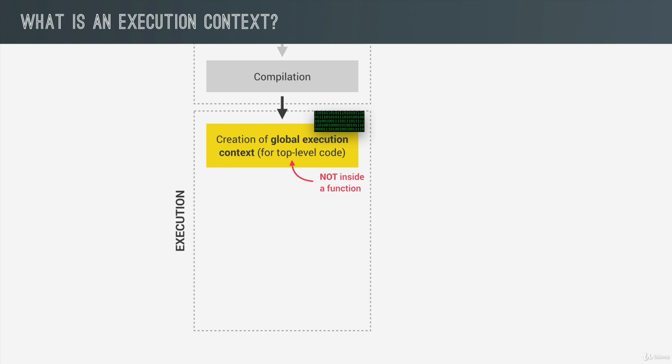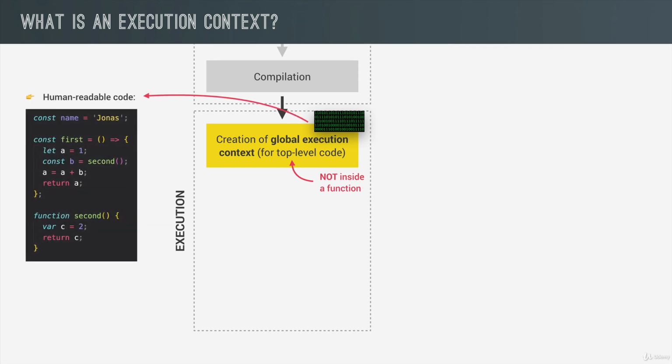But anyway, we can also see what top level code is in this example here. So this name variable declaration is clearly top level code, right? And therefore, it will be executed in the global execution context. Next, we have two functions, one expression and one declaration. So these will also be declared so that they can be called later. But the code inside the functions will only be executed when the functions are called.